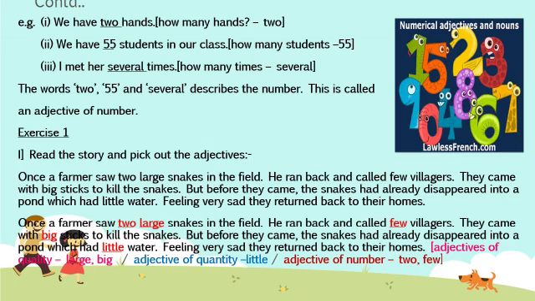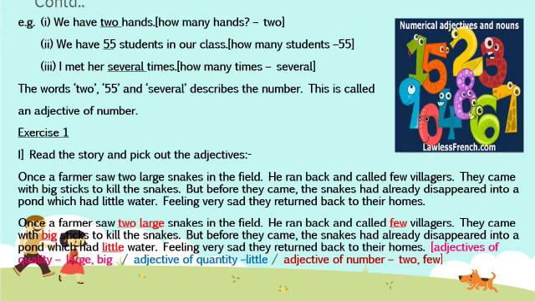Now the second story I have underlined which are the adjectives in the given sentence. For example, once a farmer saw 2 large snakes. So 2 and large describes the snakes, the number of snakes and how they were. He ran back and called a few villagers. How many villagers were called? So again it answers the question. So few. They came with big sticks. What kind of sticks were there? Big sticks. But before they came, the snakes had already disappeared into a pond which had little water.